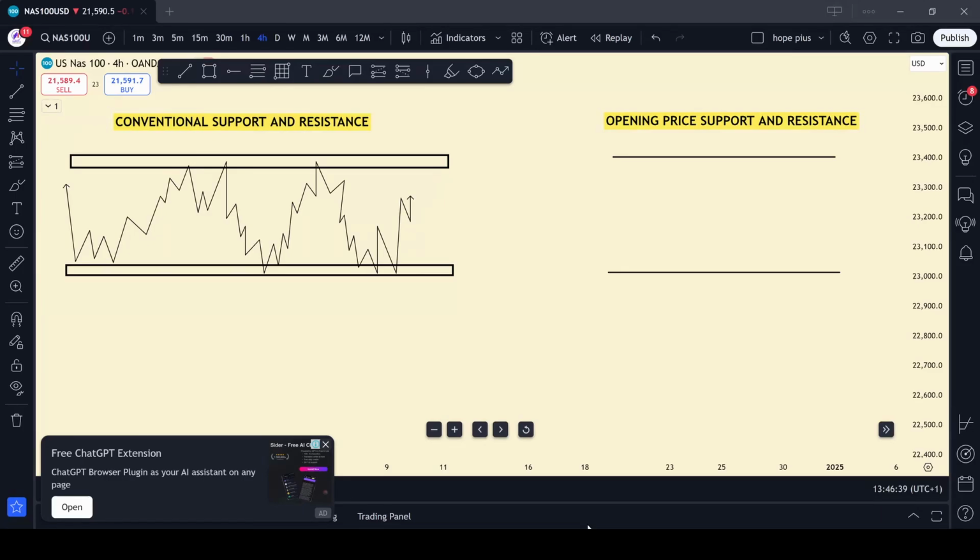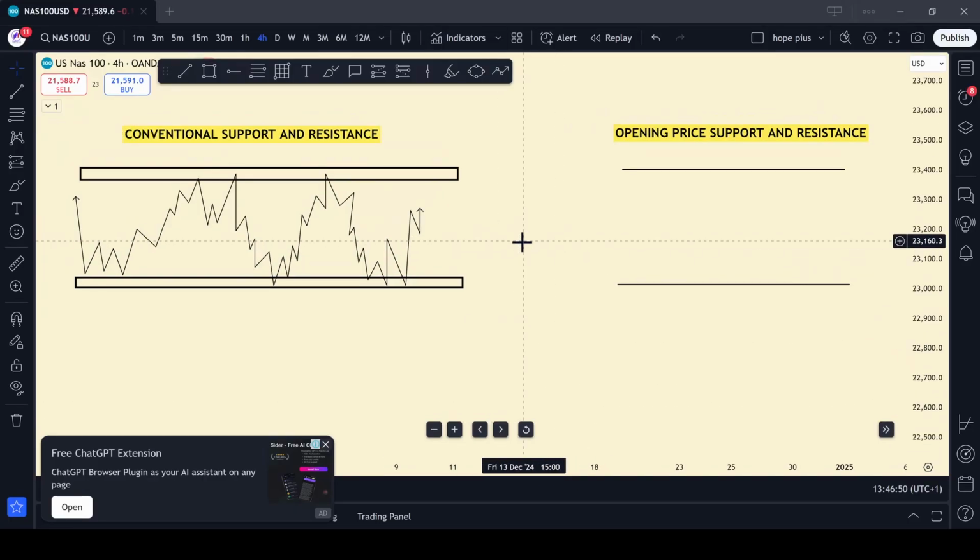In this video, you're going to learn a support and resistance trading strategy that you will make consistent profit with this year. So I'm going to make two descriptions. The first one is a conventional support and resistance. And the one I will be introducing to you is the opening price support and resistance. So let's take a look at the first one.